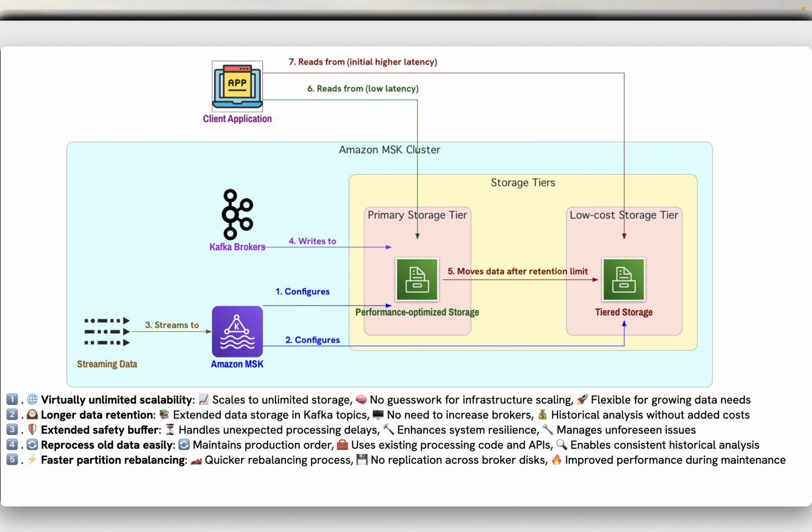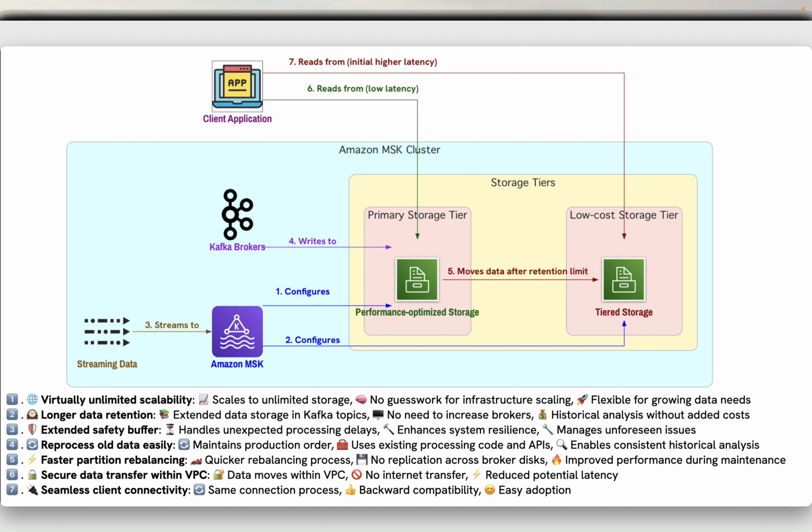Partitions rebalance faster because data on the secondary storage tier does not require replication across broker disks. This improves system performance during scaling or maintenance operations. Data between brokers and the tiered storage moves within the VPC and does not travel through the internet, ensuring data security and reducing potential latency. A client machine can use the same process to connect to new clusters with tiered storage enabled as it does to connect to a cluster without tiered storage enabled, and this ensures backward compatibility and ease of adoption.